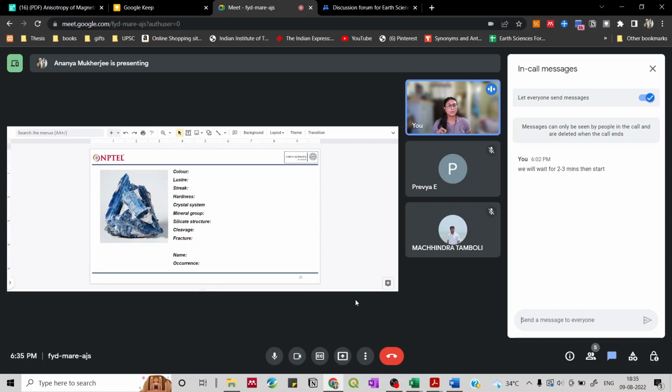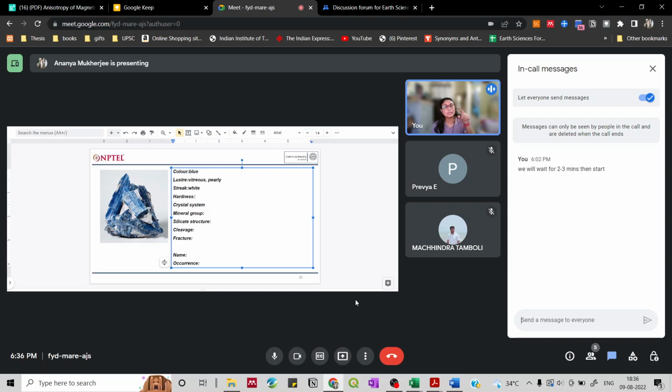This is one example of a metamorphic mineral. Okay, this is a metamorphic mineral. So the color for this will be blue. This mineral varies in its luster. It is vitreous, as well as sometimes it shows a pearly luster. Okay. Its streak is present. I think it is mostly a white color streak.